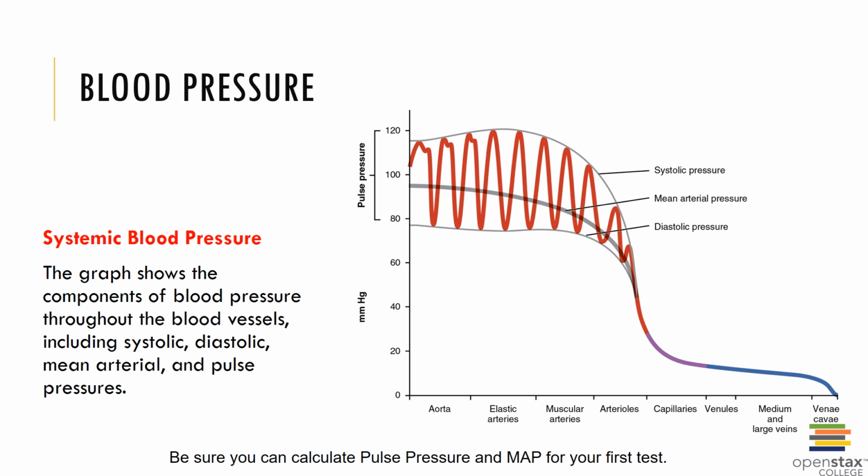Because the pressure is so low in veins, blood tends to pool in veins, and the venous flow depends on the muscular pump of our skeletal muscles and the respiratory pump of our respiratory system to keep the blood moving towards the heart.